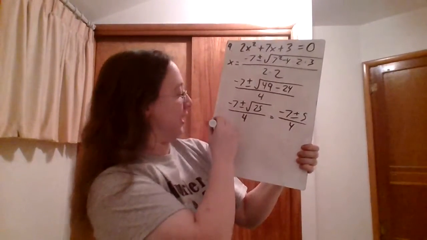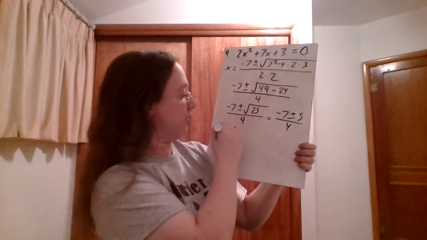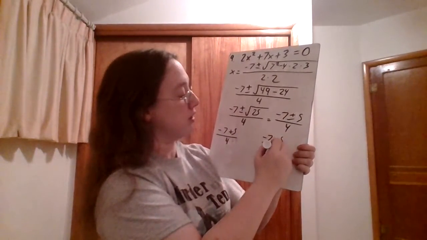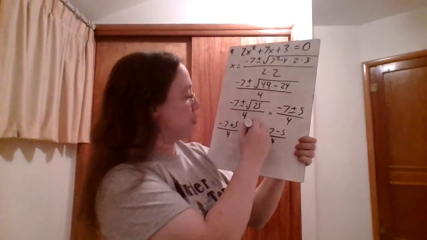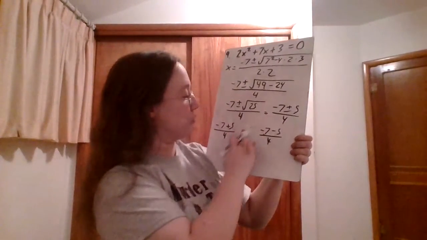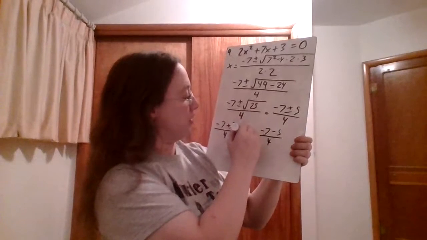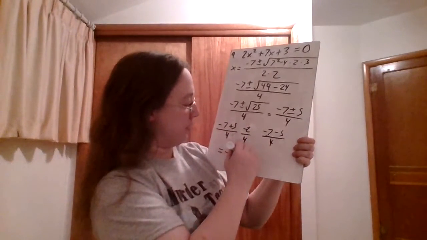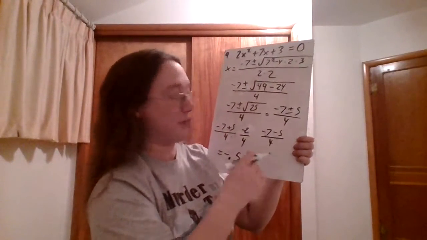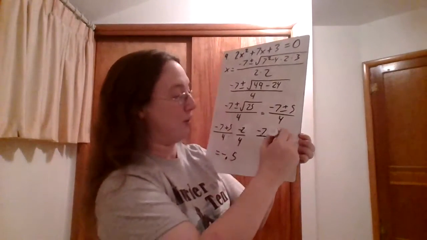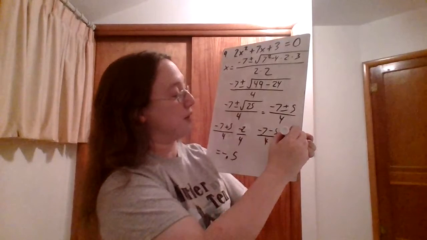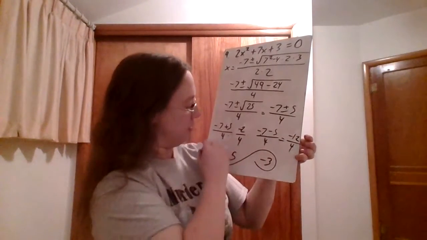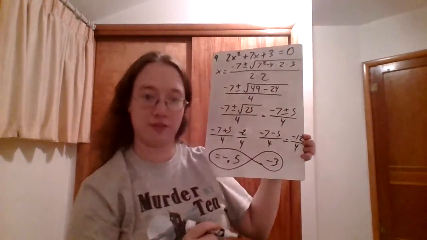So we've either got negative 7 plus 5 over 4, or we've got negative 7 minus 5 over 4. So we've either got negative 2 over 4, also known as negative 0.5, or negative 1/2 if you like. Fractions or decimals, not a big deal here. Negative 7 minus 5 is negative 12, so we got negative 12 over there. So those are our two answers.